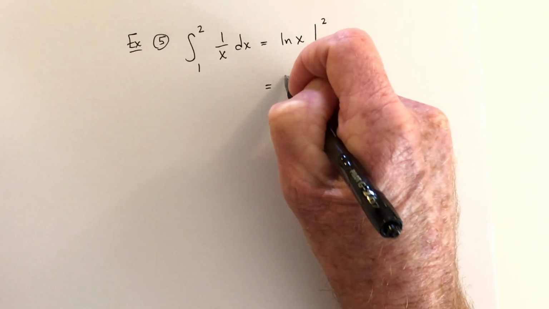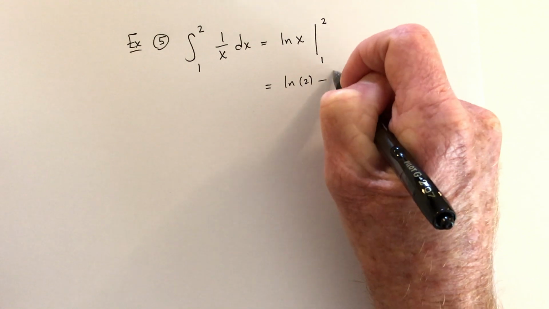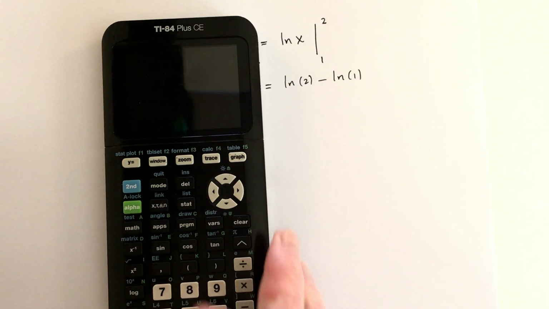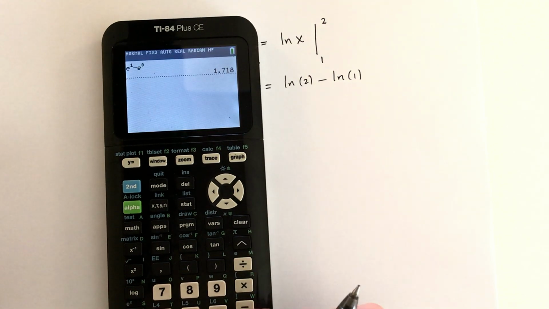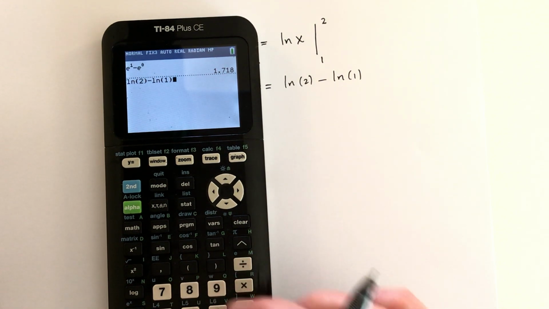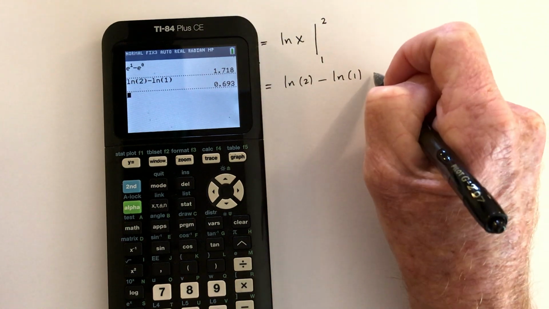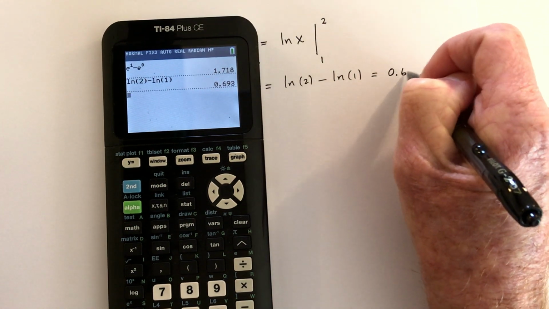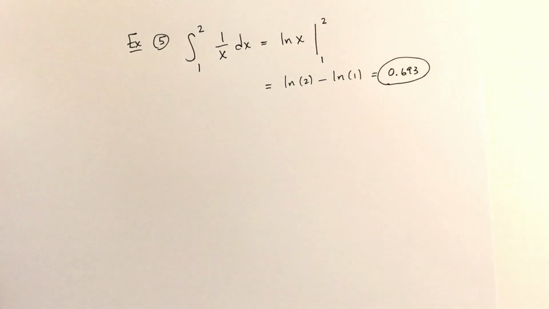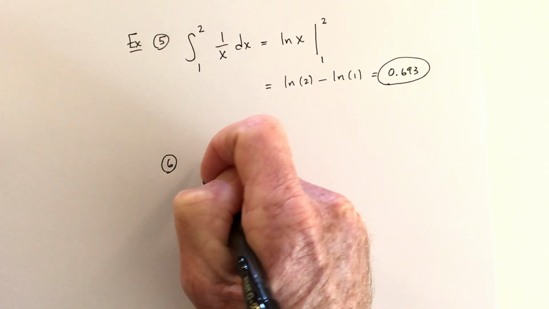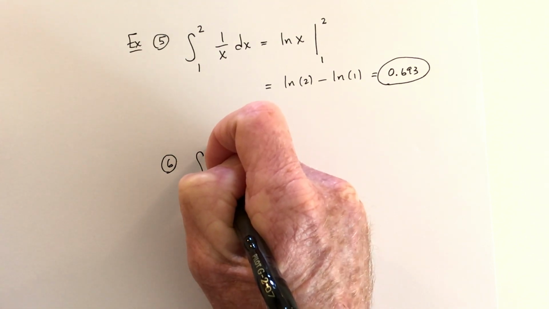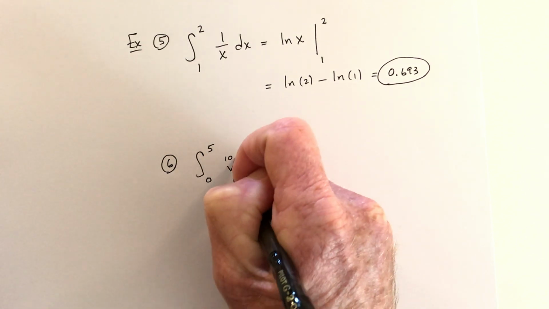So that's going to be natural log of 2 minus natural log of 1. And that should equal 0.693. Let's see. Natural log of 2 minus natural log of 1. So that equals 0.693. And for example number 6, how about if it is integrate from 0 to 5, and then it's the 10th root of x.